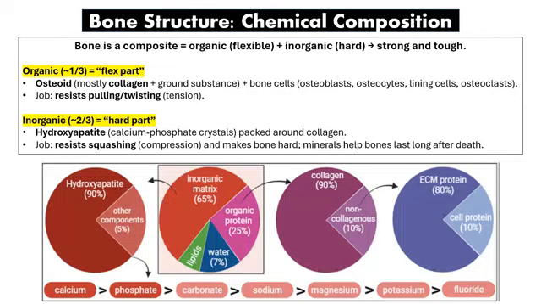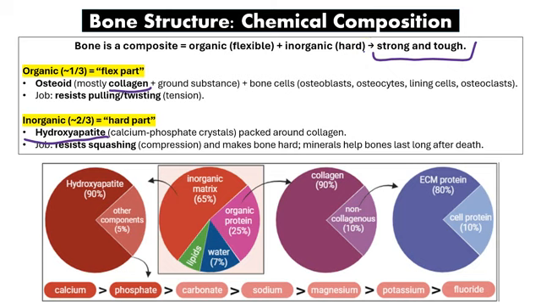So we're talking about bone structure and chemical composition. Now we've already talked about chemical composition and the extracellular matrix, and it's made of two different components. We said it's going to be the inorganic hard part and also the organic strength or flexible portion. We also said that the inorganic part is going to be made of hydroxyapatite, and the organic part is going to be mostly made of collagen. So yes, the bone is a composite. It has an organic flexible layer and an inorganic hard layer, allowing it to be both strong and tough.